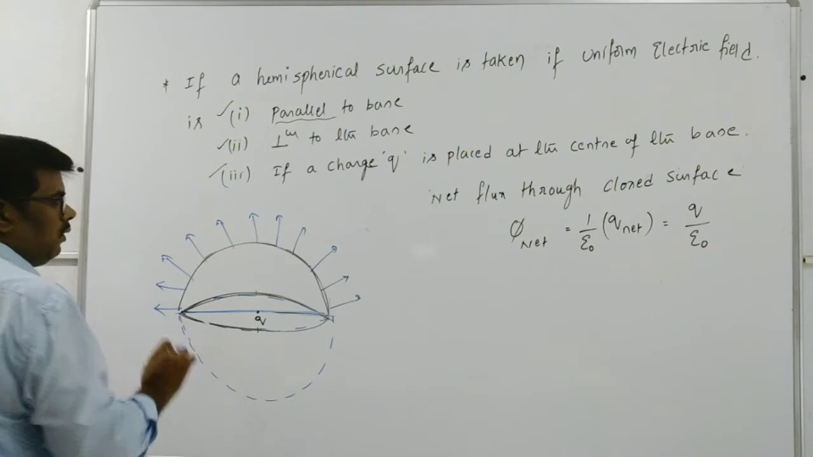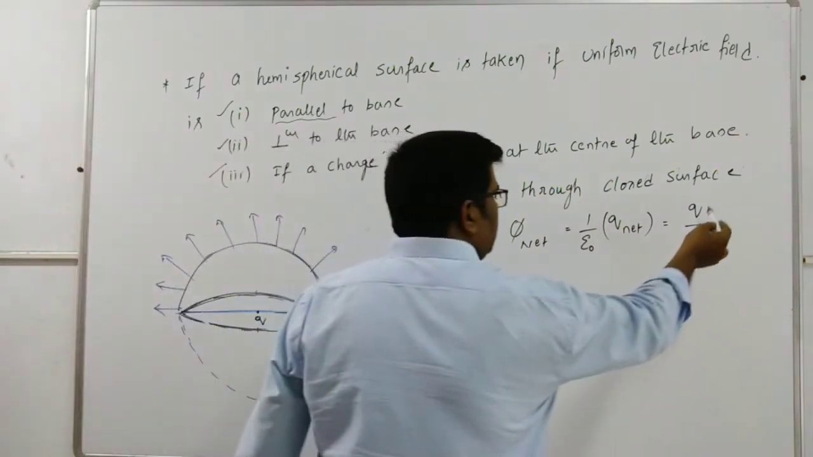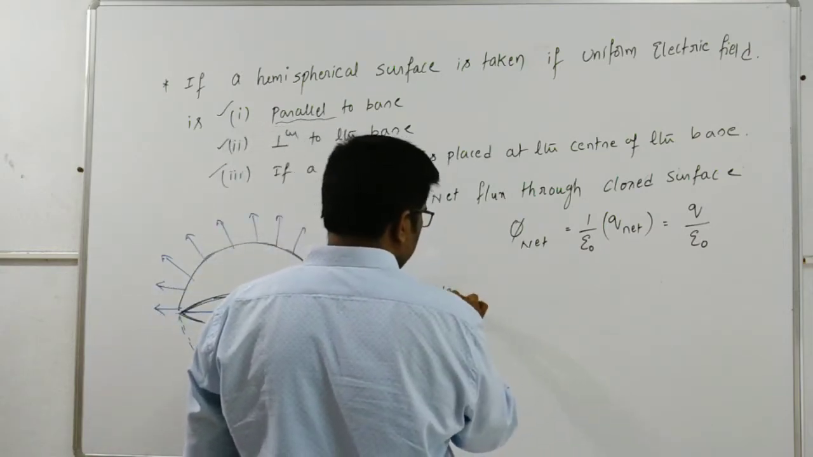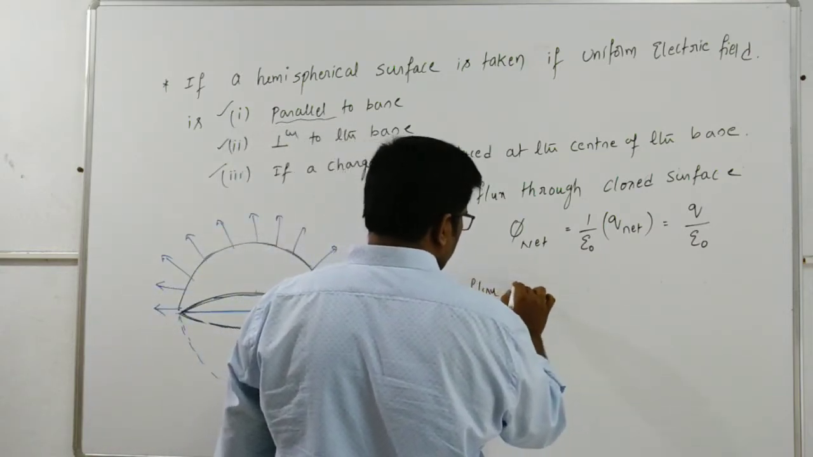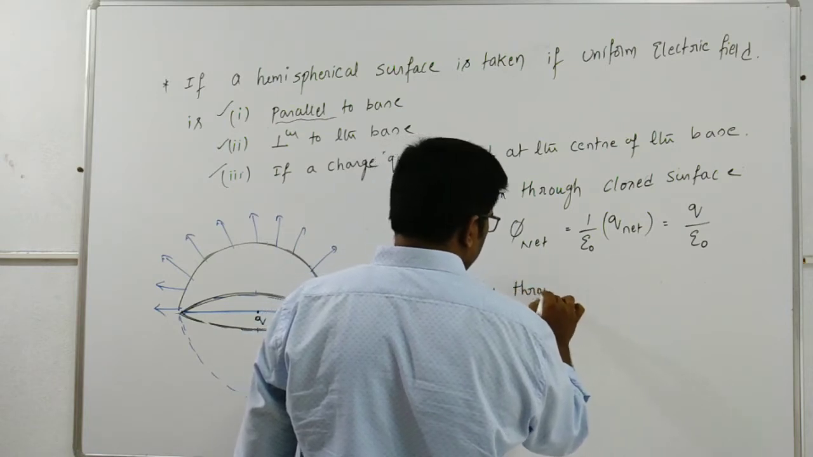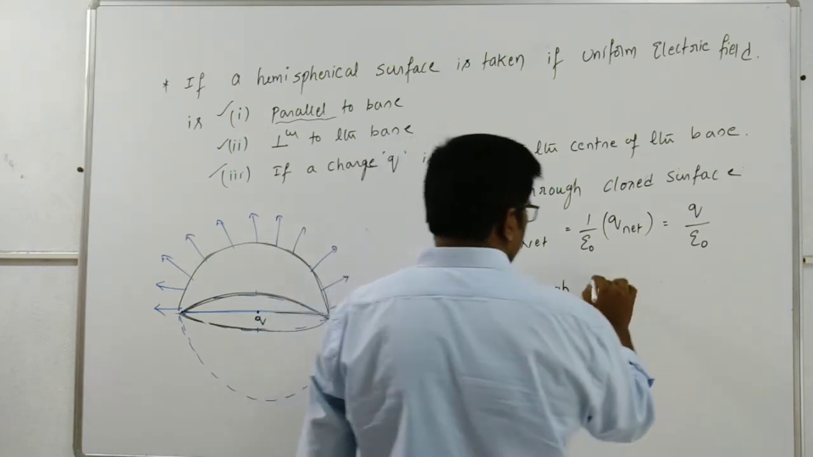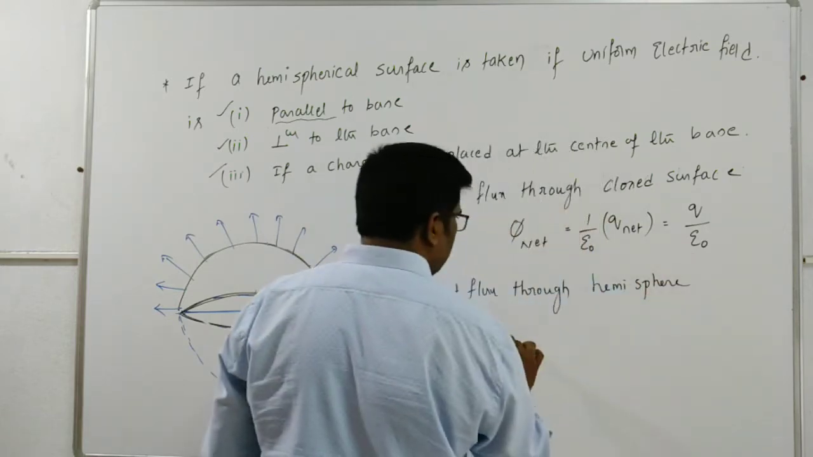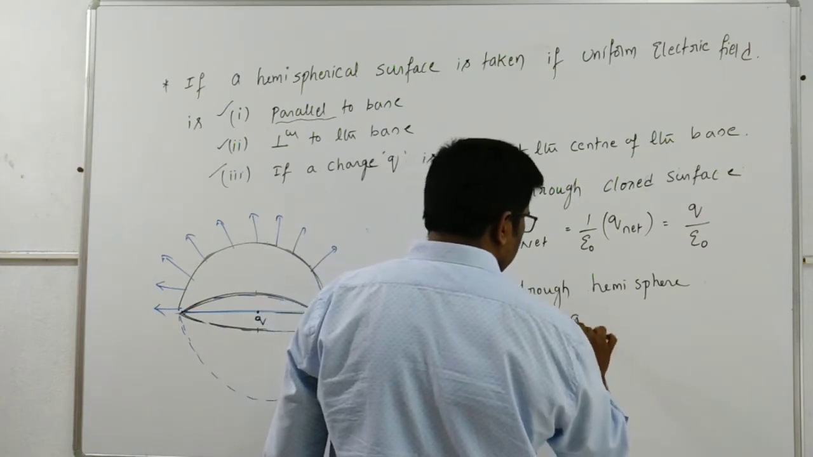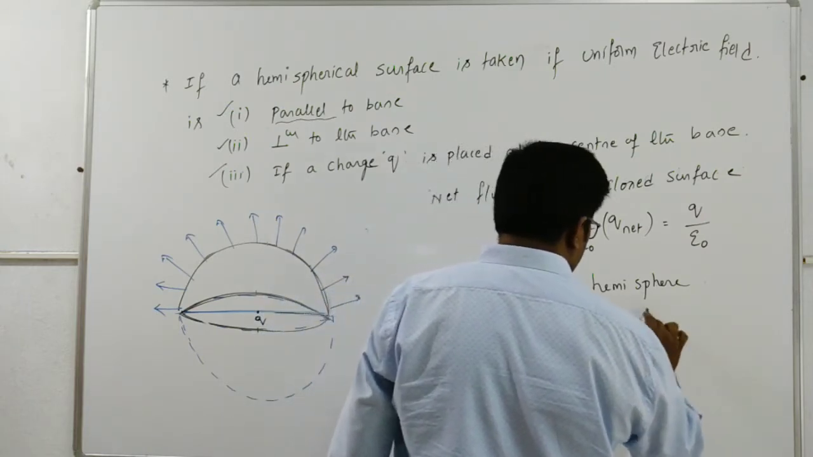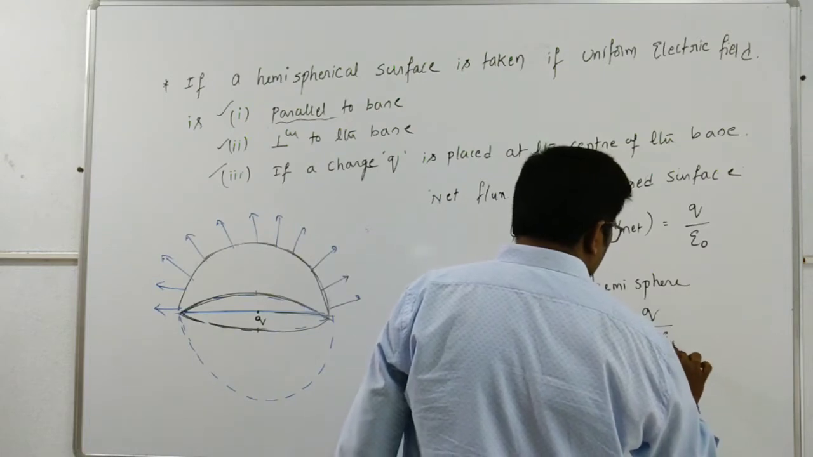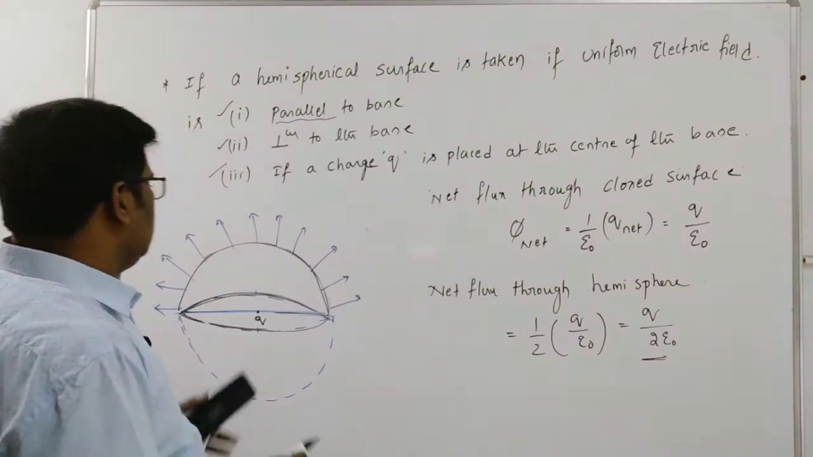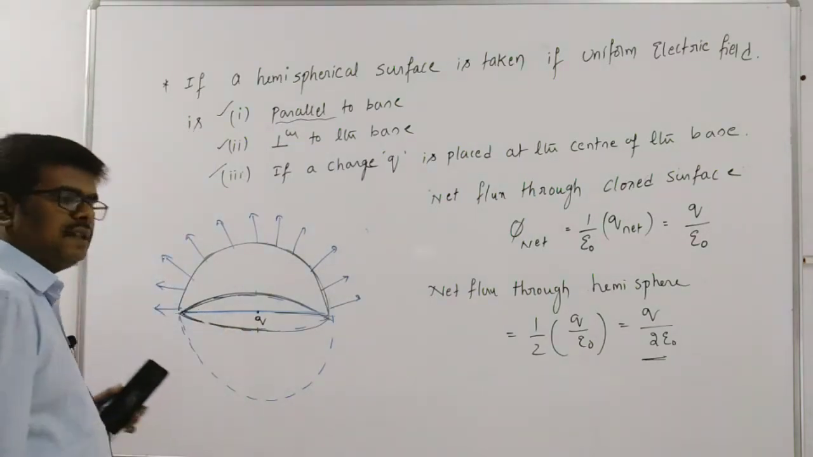Therefore we can write the net flux through the hemisphere is nothing but 1 by 2 times Q by epsilon naught, that is Q by 2 epsilon naught. This is the net flux through the hemisphere if a charge is located at its center.